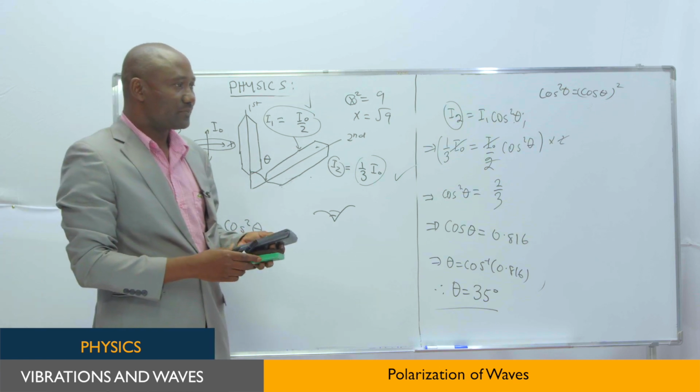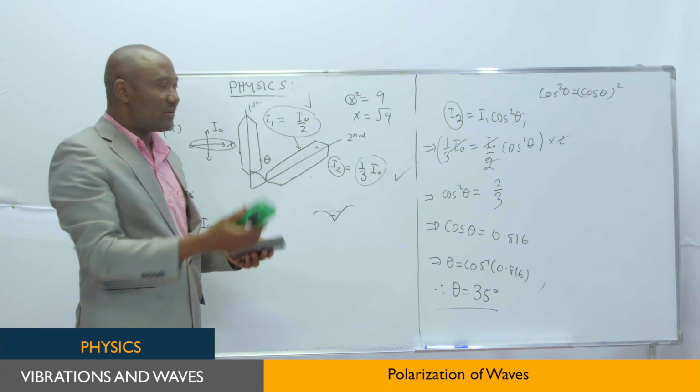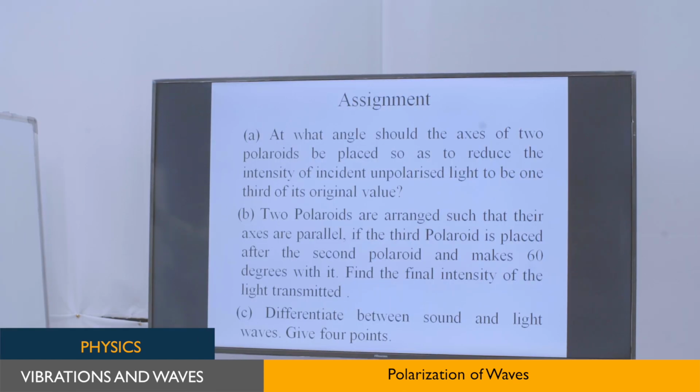Part B. We have another part B, a different assignment, and you can see now a different approach of the question that will be given. Two polarities are arranged. We have two polarities which are arranged. How are they arranged?